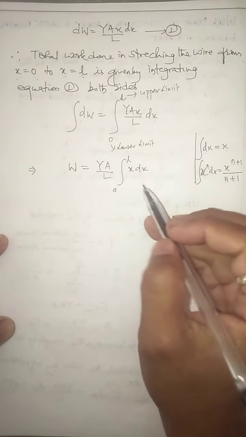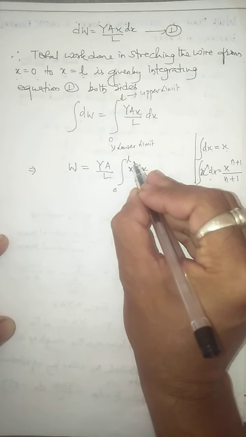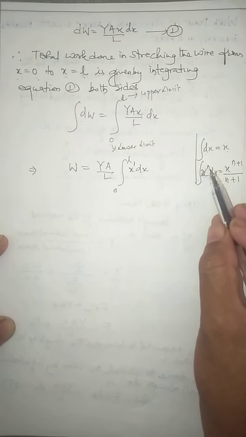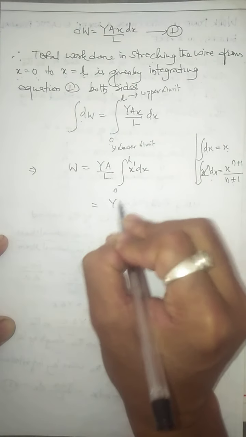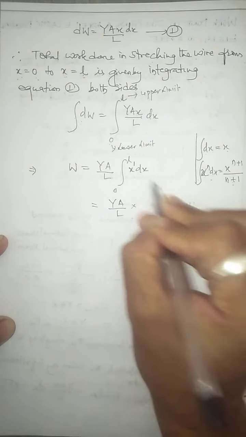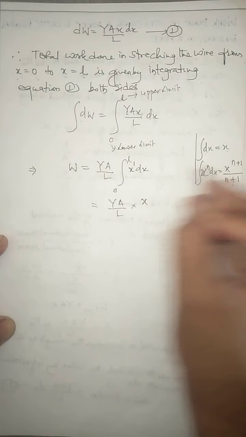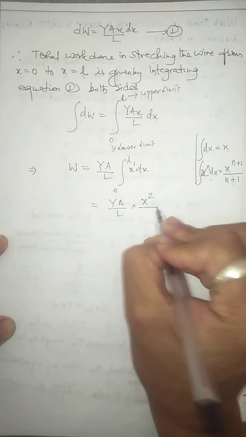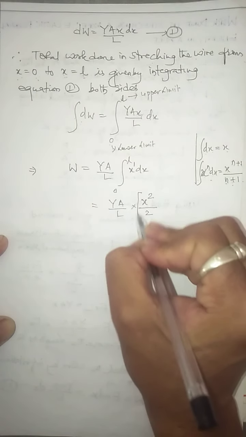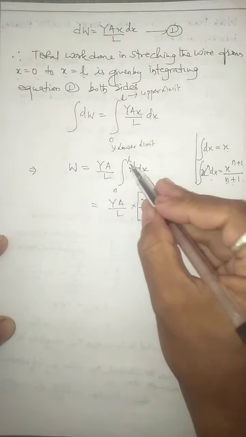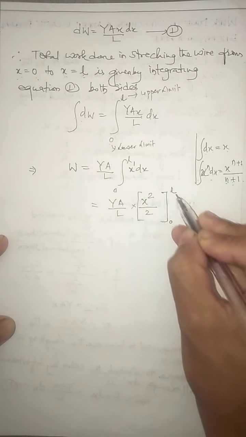Now I integrate the right hand side, which is similar to this expression. If there is no power it means 1, so if you compare, then n equals 1. So let me expand in this way. It will be YA by L is already there. Then x to the power 1, I write as x to the power n plus 1, which means 1 plus 1, which is 2, divided by n plus 1, which means 2. So I have done the integration. After the integration you have to put the limit in the bracket, upper limit and lower limit.